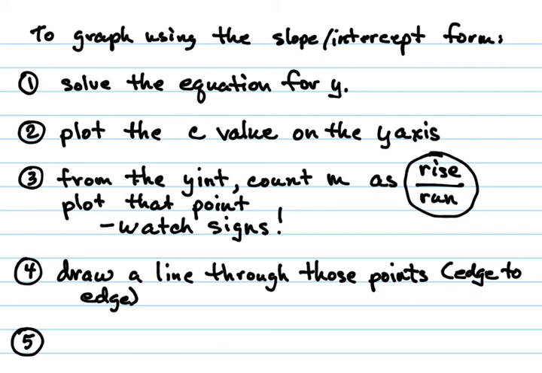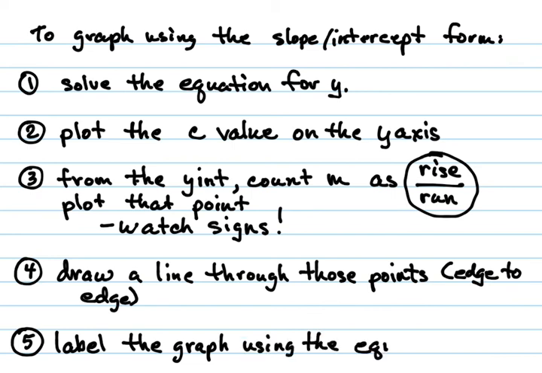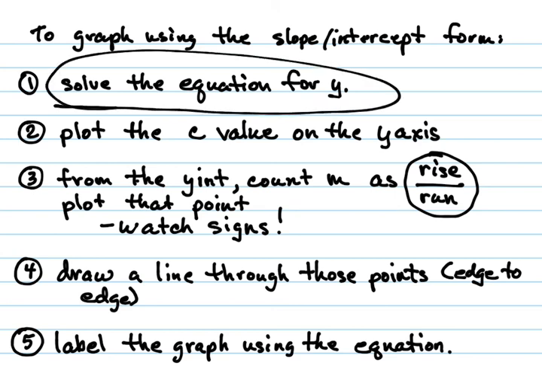And then finally, something that we often forget to do is to label the graph. And the name of the graph is actually the equation. So you'll put the equation next to the line somewhere so that we know that the line that you've drawn is the line of that particular equation. And that's it.